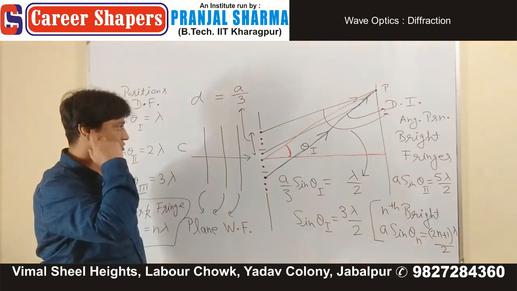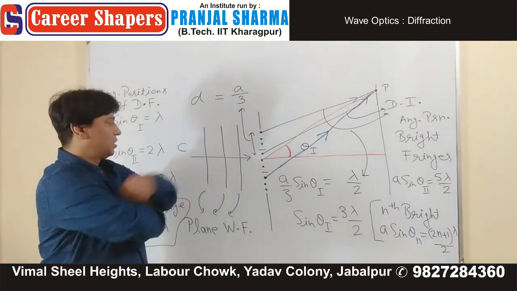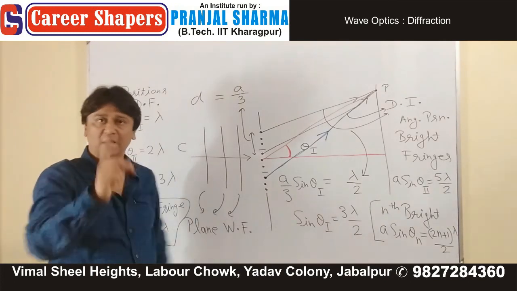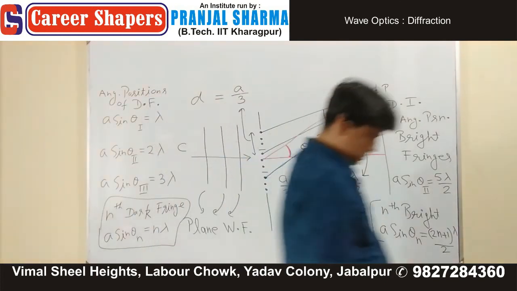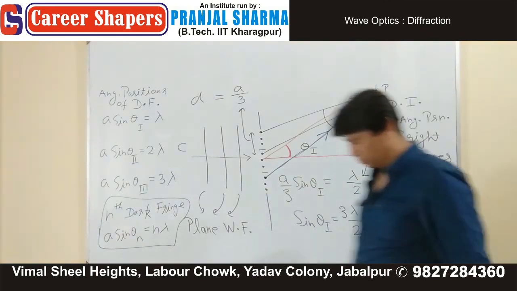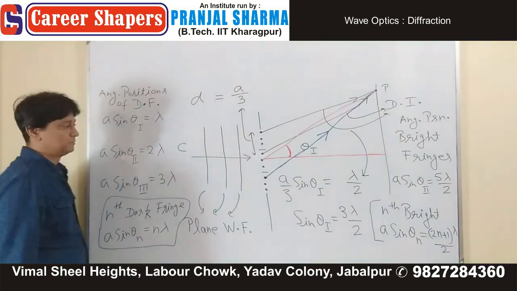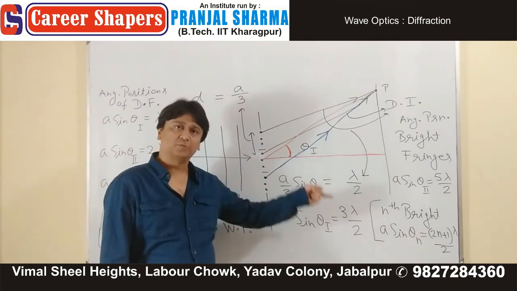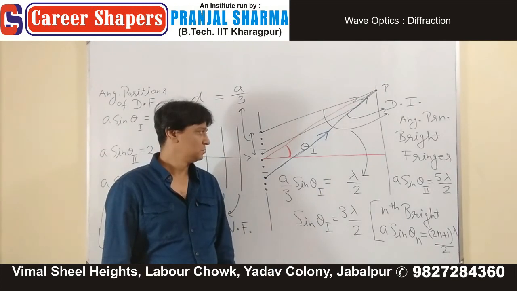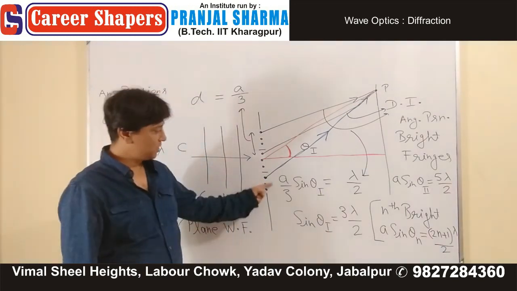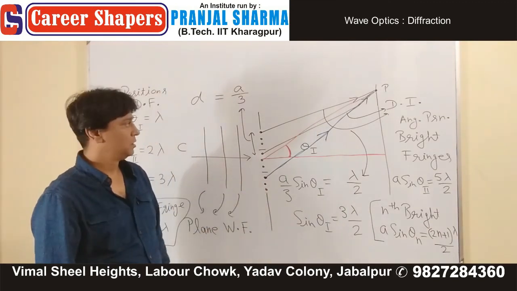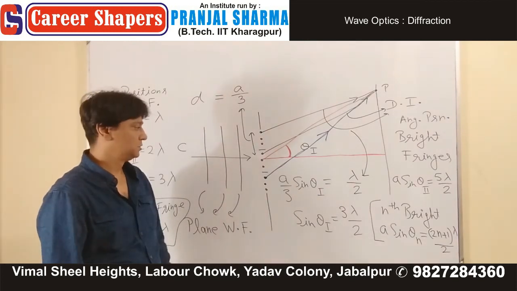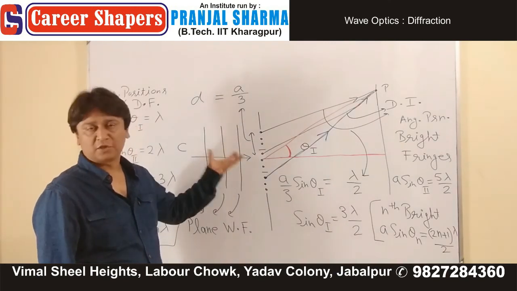For the nth bright fringe, 2n plus 1 partitions are made, in which the 2n plus 1th partition produces the nth bright fringe.